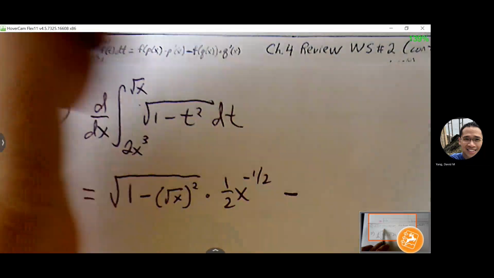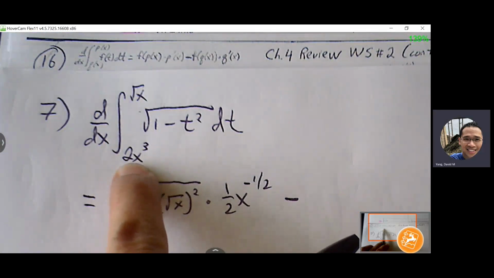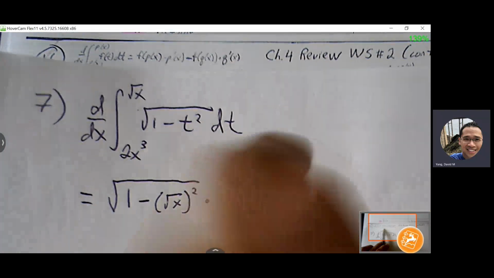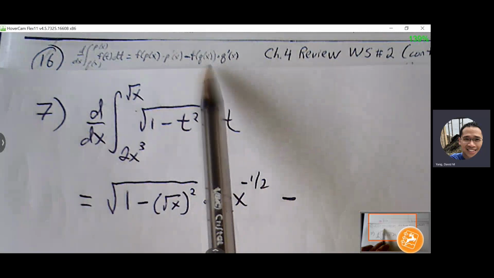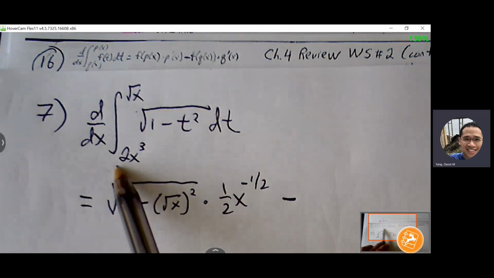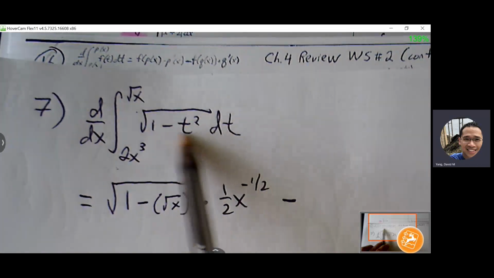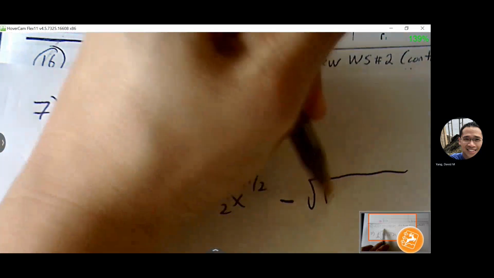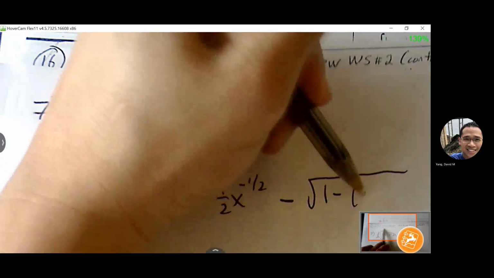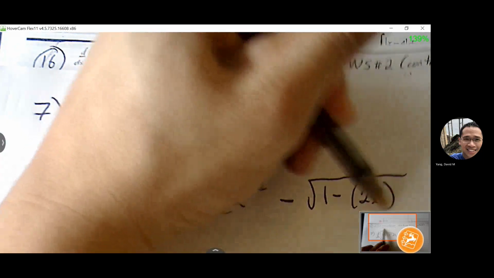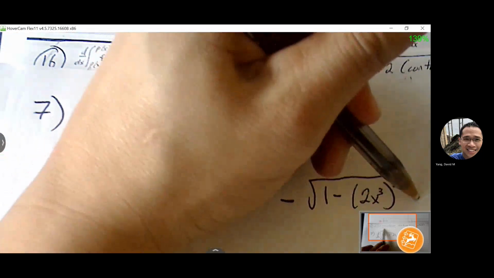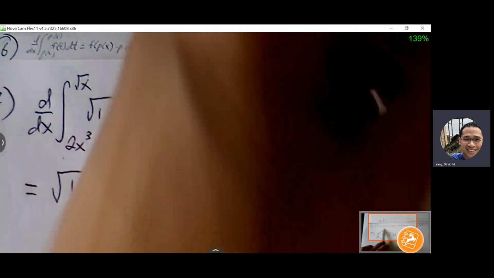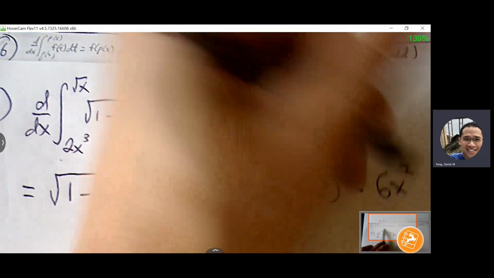Minus. The lower bound also is going to have a remnant that remains because this is a variable. So same process. Plug 2x cubed into the variable of the expression, times the lower bound's derivative. 2x cubed becomes 6x squared.